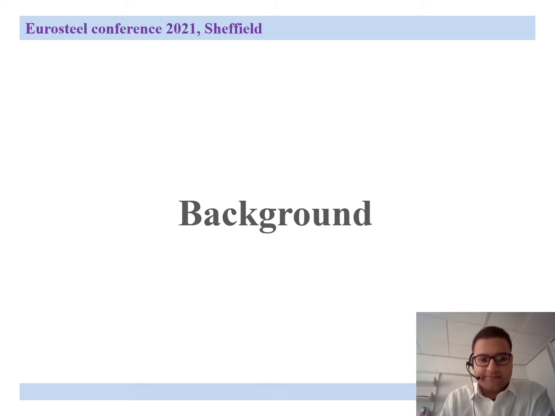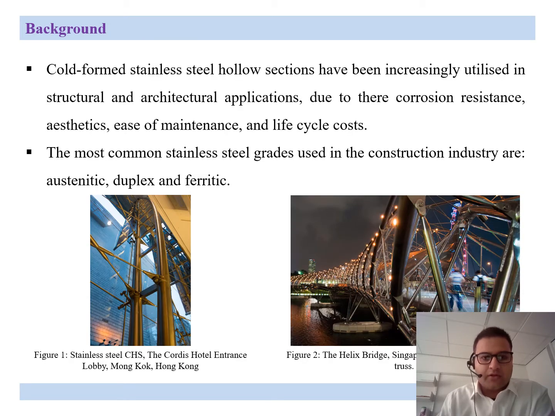So background. Cold formed stainless steel hollow sections have been increasingly used in structural and architectural applications, and this is due to their corrosion resistance, aesthetic appeal, the ease of maintenance, and their low life cycle costs. Now, the most common stainless steel grades used in the construction industry are austenitic, duplex, and ferritic.